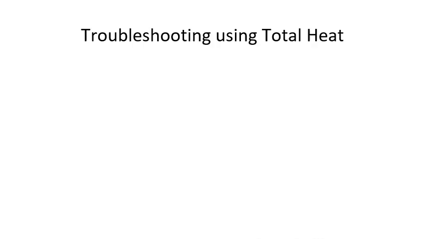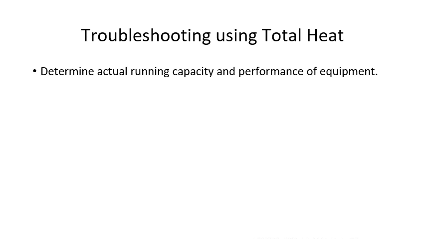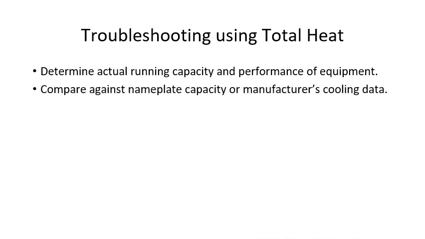So now that we know how to take the measurements of wet bulb and dry bulb temperature, determine what our enthalpy is, and determine what our CFMs are, how can we use this knowledge to troubleshoot systems in the field? This is really the point of this entire training module. We're going to determine the actual running capacity and performance of the equipment.